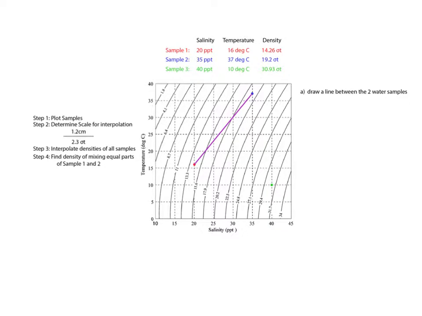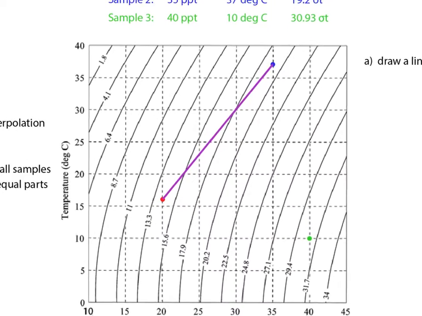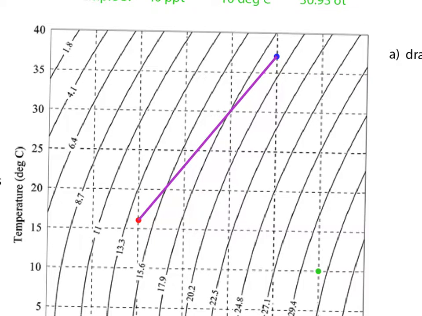So the very first step is that we want to draw a line between our two samples. We know that if we mix sample 1 and sample 2 in whatever proportions, the final mixture must fall on this line. This is called a mixing line. We can use this to graphically help us figure out what the resulting water will look like.